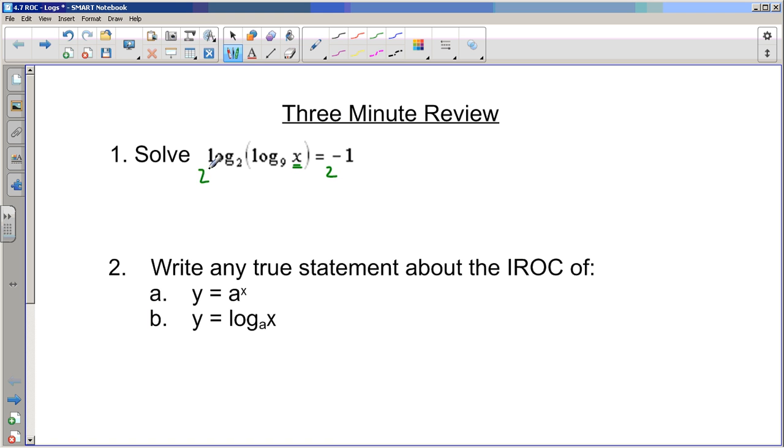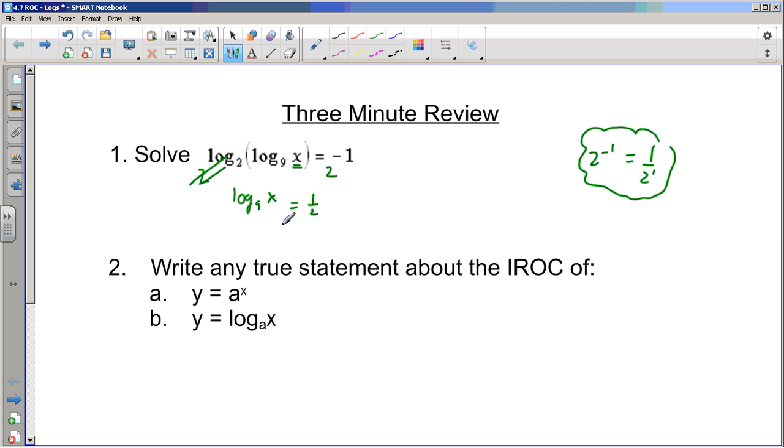Log base 2 of both sides, this will cancel each other out, and I'm left with just the log base 9 of x. And on this side, 2 to the exponent minus 1 is 1 over 2 to the exponent positive 1, right? That's the exponent rules from grade 11. All right, dandy.